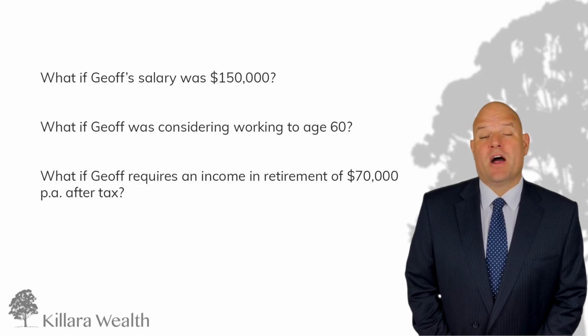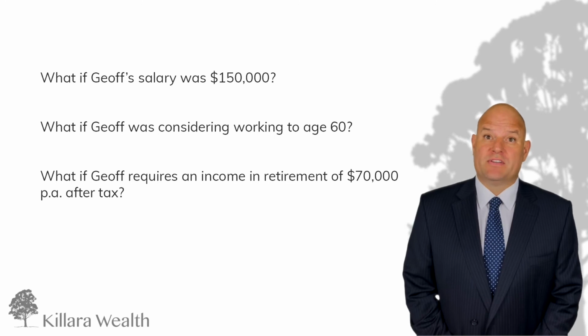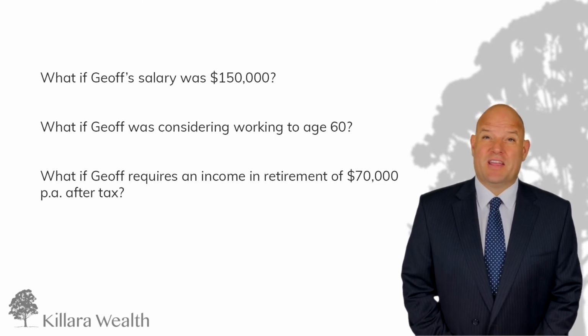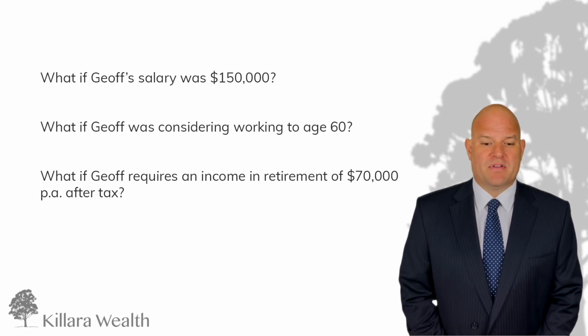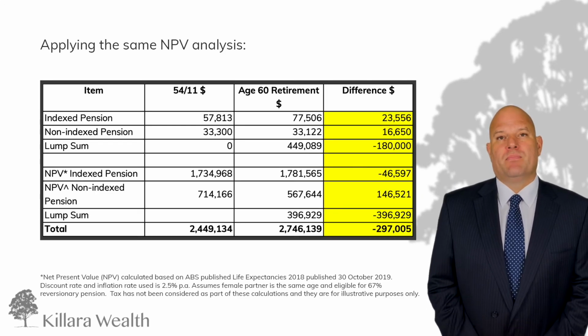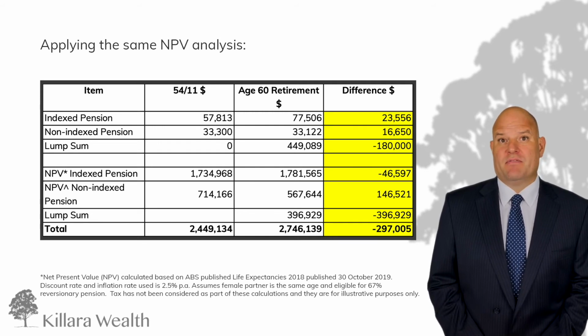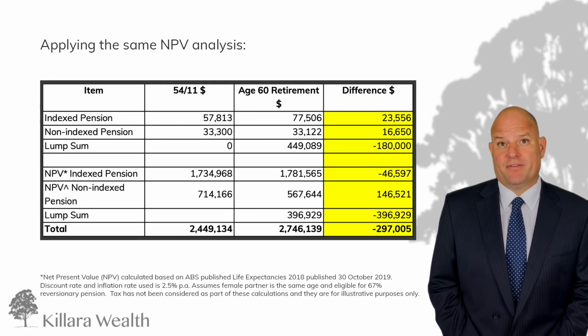Now let's look at a scenario analysis where Geoff's circumstances are slightly different. First of all, his salary is $150,000 rather than $90,000 per annum. He's actually quite keen and considering to work to age 60. And he requires an income in retirement of $70,000 per annum after tax. So, applying the same net present value analysis, here we can see the difference between a 5411 and an age retirement is $297,000. So, Geoff would be $297,000 better off for working an additional 5 years.